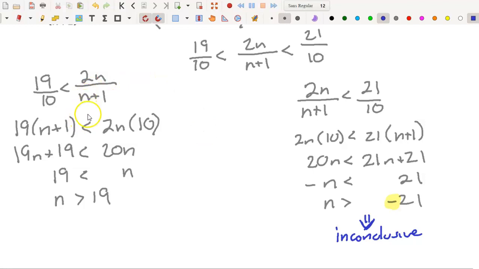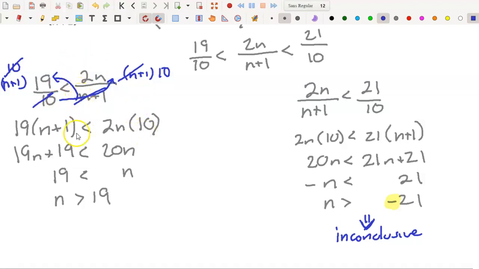So of course, the first step on the left here, I just multiplied both sides by n plus 1, and then multiplied both sides by 10. That's how we have this stuff canceling out, and how I end up with 19 times n plus 1, and 2n times 10. In effect, really, you're just moving the denominators to the opposite numerator when you're doing that. Okay?